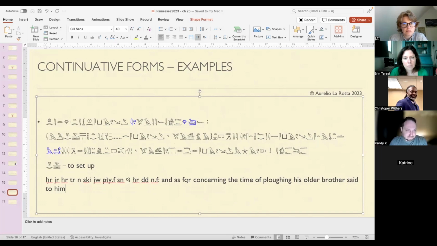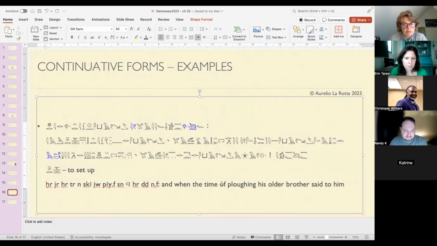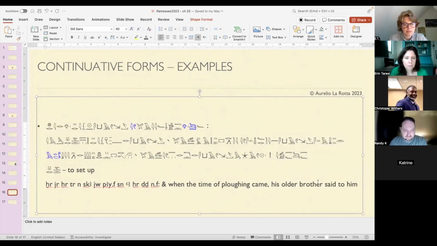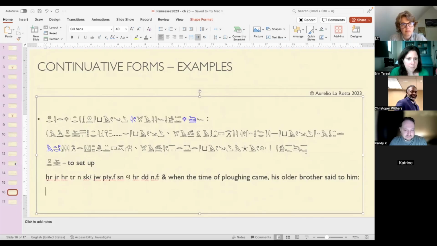Let's make that into more fluid English in the beginning. So just during the time of plowing, I guess, or maybe you could also make it when. And basically, what it really says is, when the time of plowing came, his older brother said to him. I'm being a bit liberal here in the translation, but literally what it says is, and as for upon the time of plowing, so, and as when it came to the time of plowing, his elder brother said to him, blah, blah, blah.